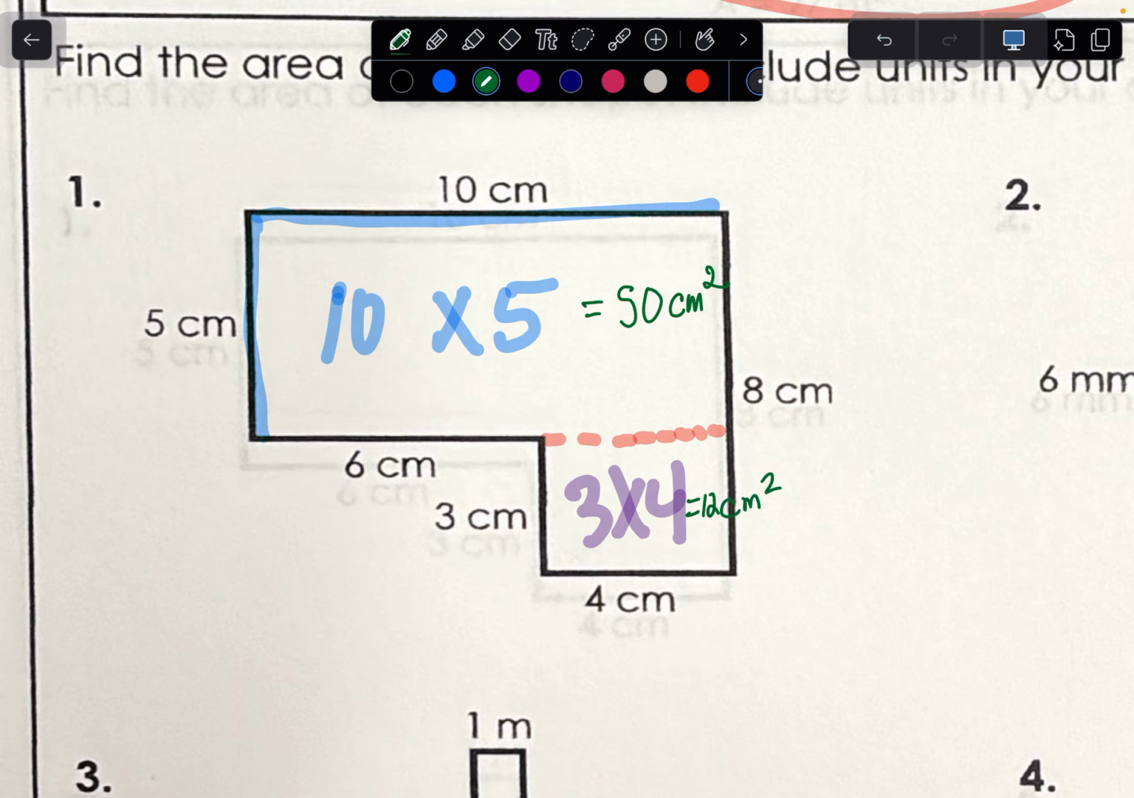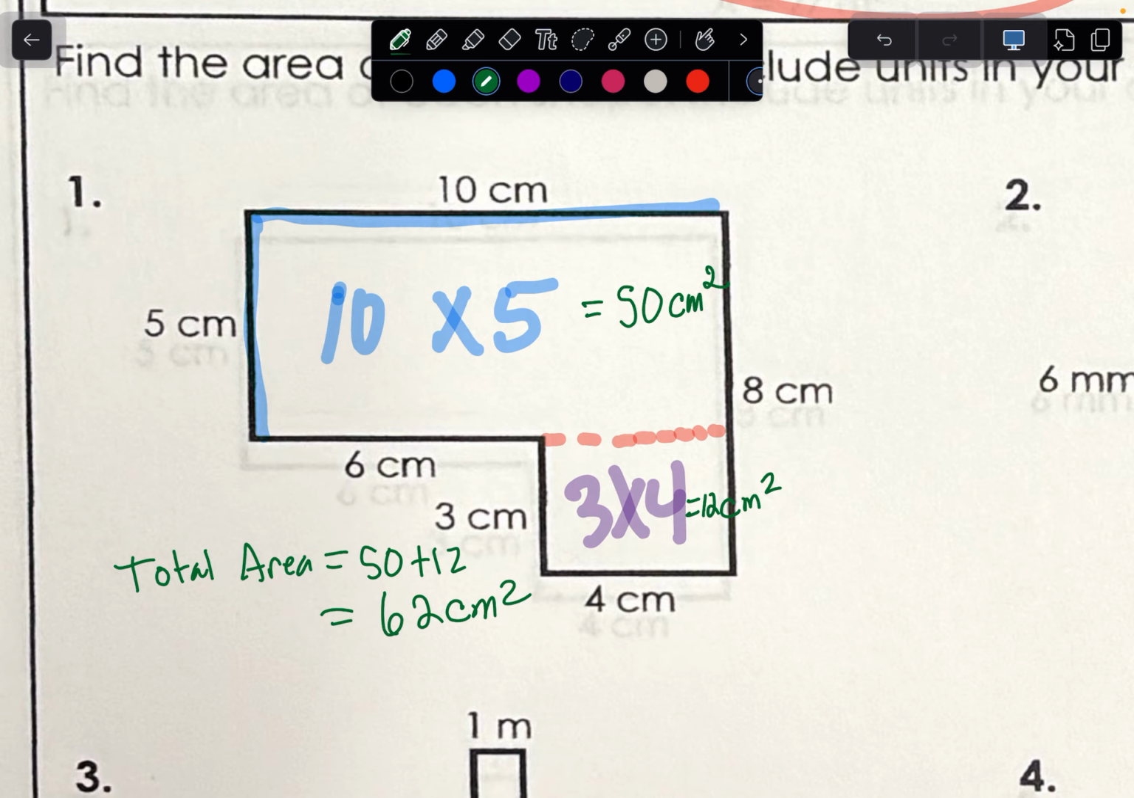But remember, they're looking at the total area of the room or the figure or whatever it is. So now I just want you to show me that the total area is 50 plus 12, or 62 square centimeters. And make sure you're using those units on there, okay? So your first one there, you're going to get 62. Not an issue. It should have been pretty clear.